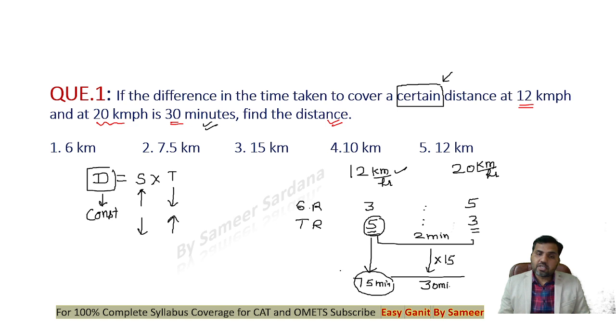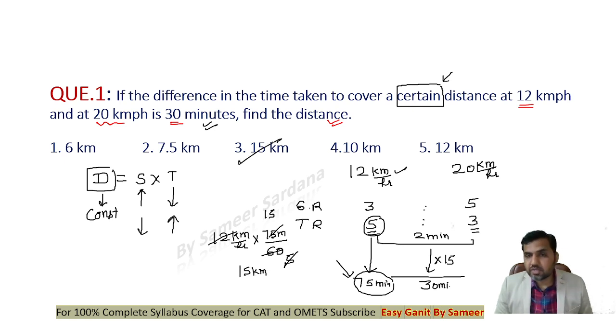So once you get to know that at a speed of 12 km per hour, total time taken is 75 minutes, now minutes can be converted into hours by dividing by 60. So simply solve this, you'll get your answer as 15 km. That means distance will be equal to 15 km. That's one of the best ways to answer the question without assuming any variable.